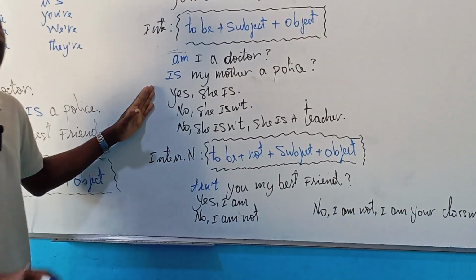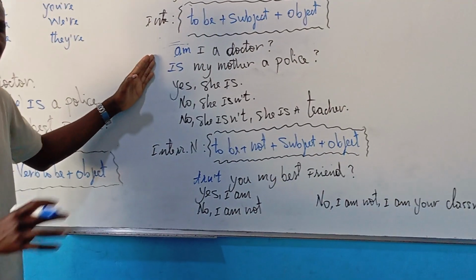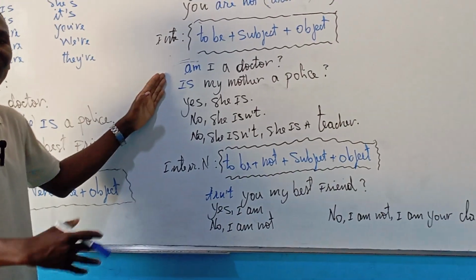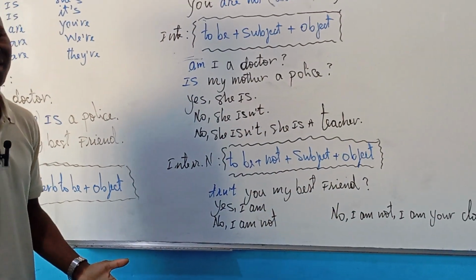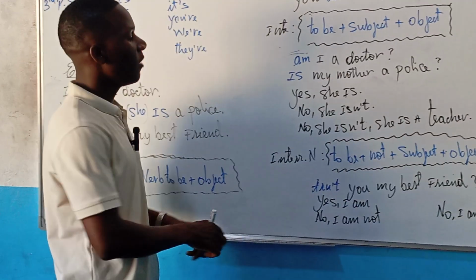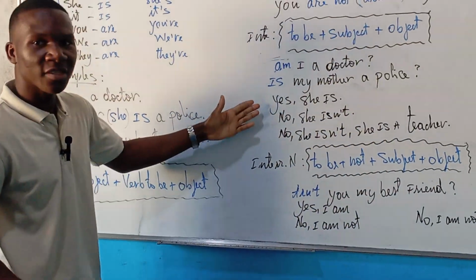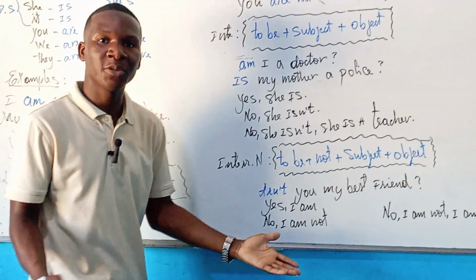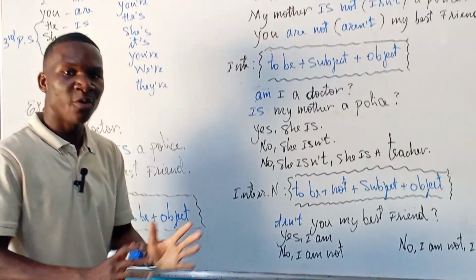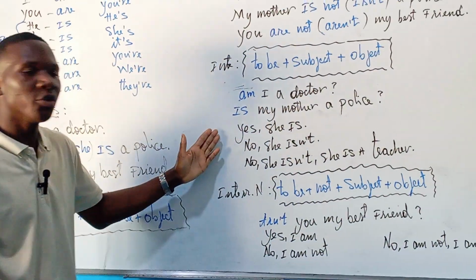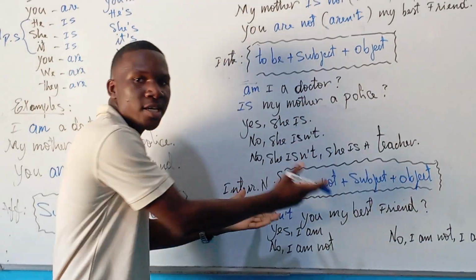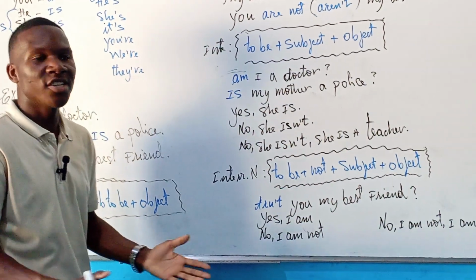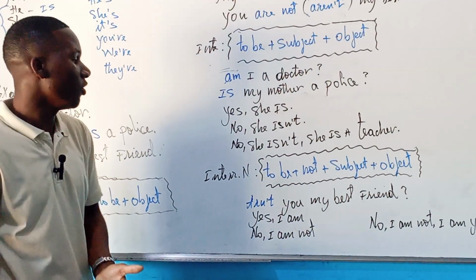Okay guys, in this case, as it is a question, we must know how to give an answer to the question. I'm going to show you how to answer this question. Is my mother a police? It is easy to answer. If really your mother is a police, you are going to say, yes, she is. It means you are confirming the answer. She is a police. Just say, yes, she is.